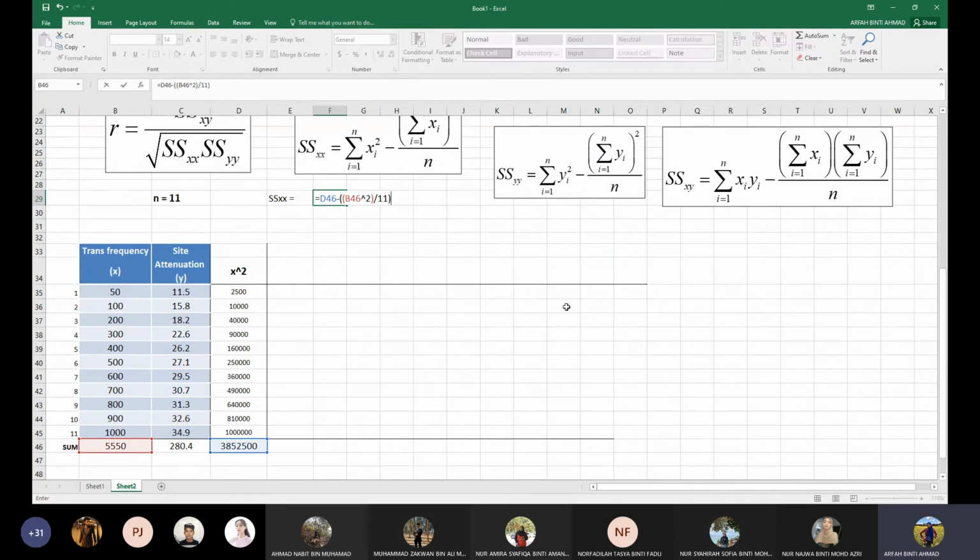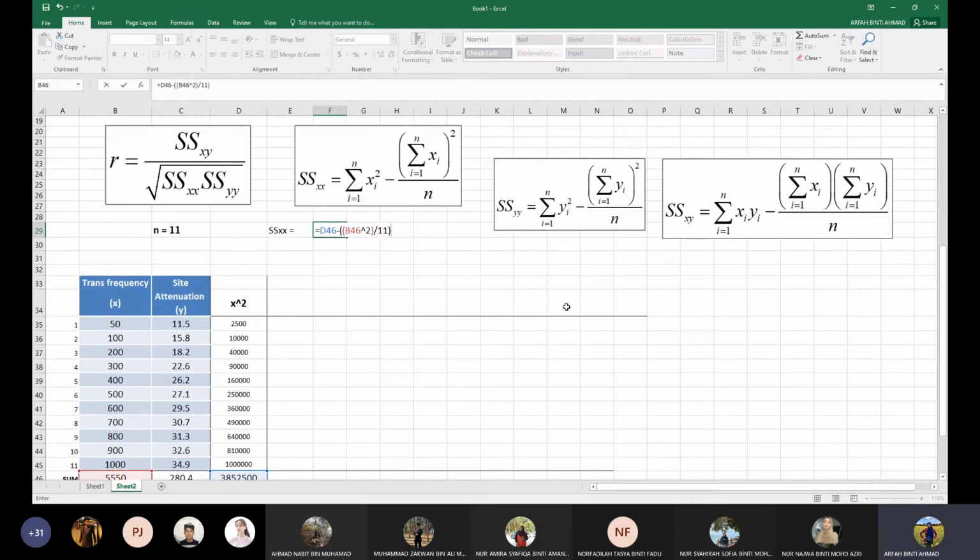D46 for the summation of Xi squared, 3,852,500, minus the summation of X, that is 5,550, squared, divided by N equals 11. So that is the formula in calculating the SSXX.